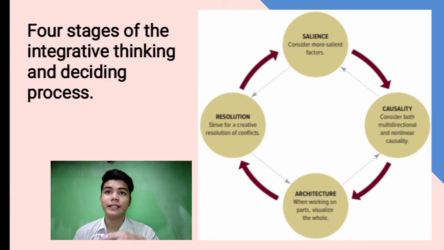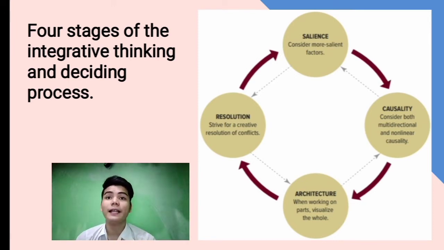So the first one is salience: consider more salient factors. The second is causality: consider both multidirectional and nonlinear causality. And the third one is architecture: when working on parts, visualize the whole. And the last one is resolution: strive for creative resolutions of conflicts.